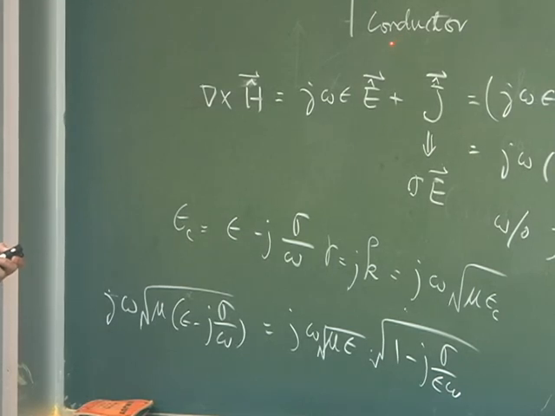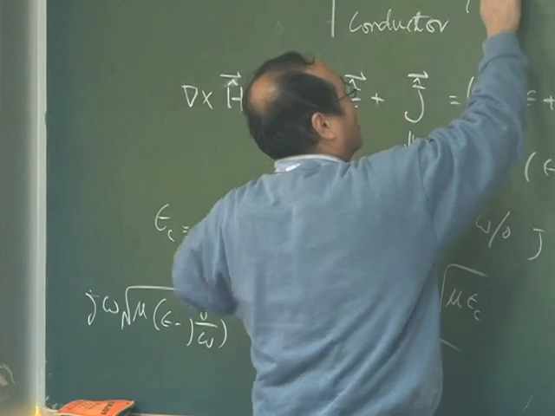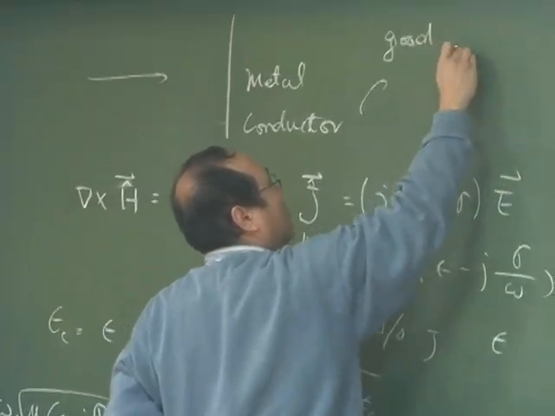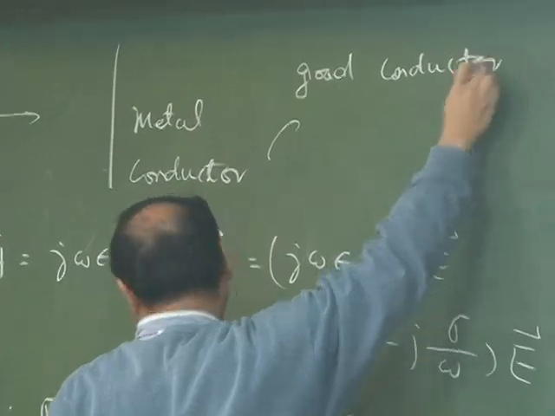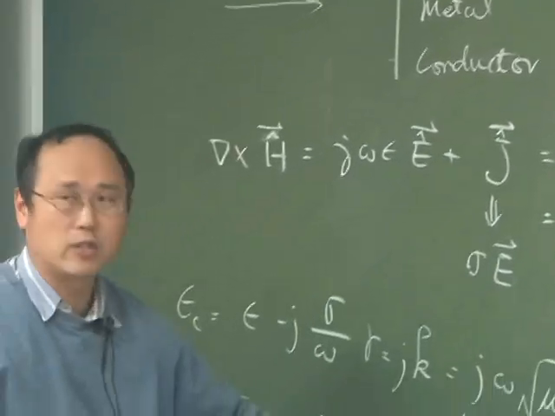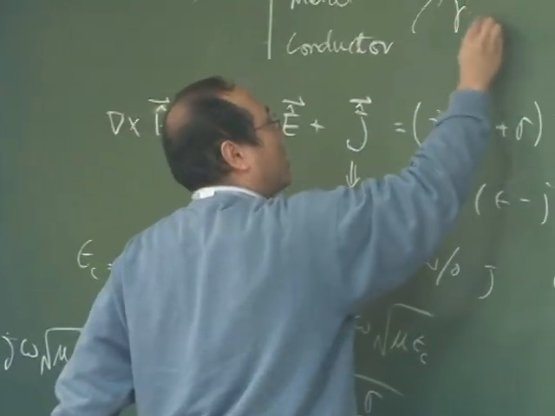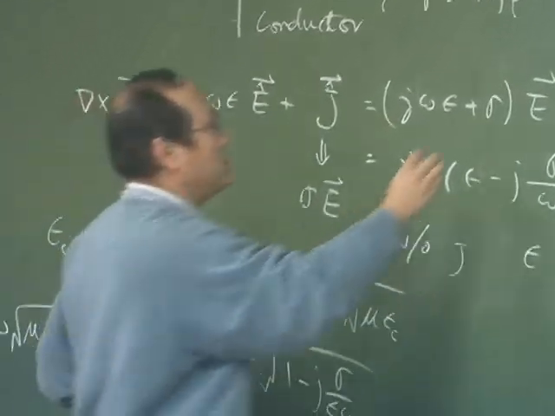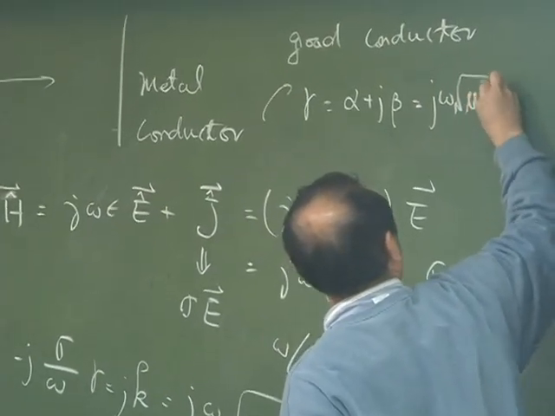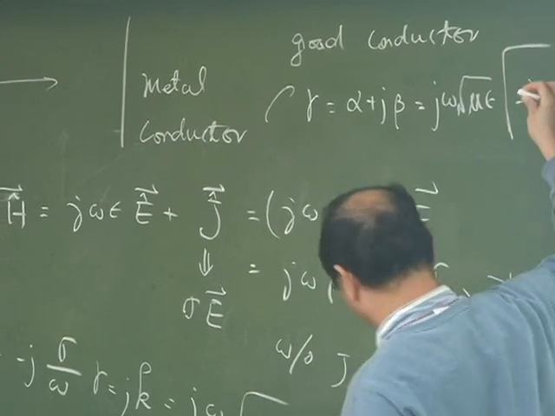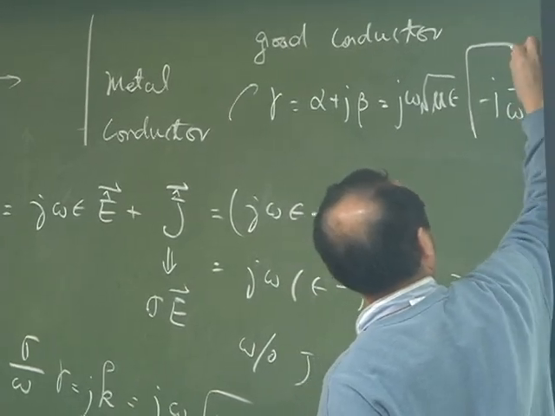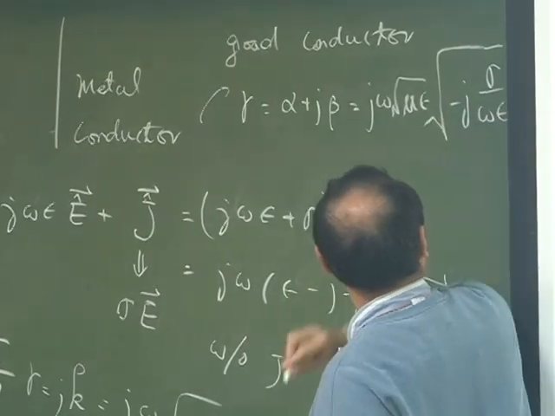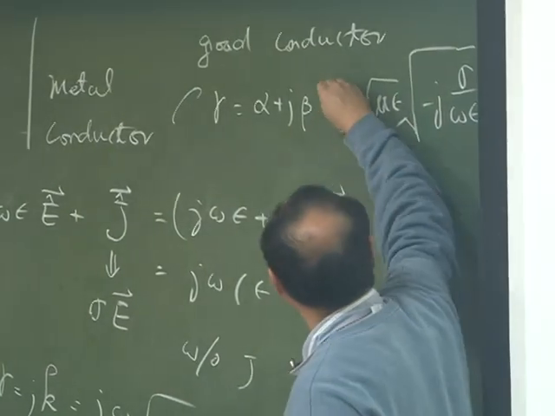Okay, suppose this is a very good conductor. This means that this conductivity can be very, very big. Okay, so let's make an assumption for a good conductor, let's assume that this is much larger than this one. So your gamma now is equal to alpha plus j beta is equal to j omega square root mu epsilon, and then square root minus j sigma over omega epsilon. And this is an approximation.